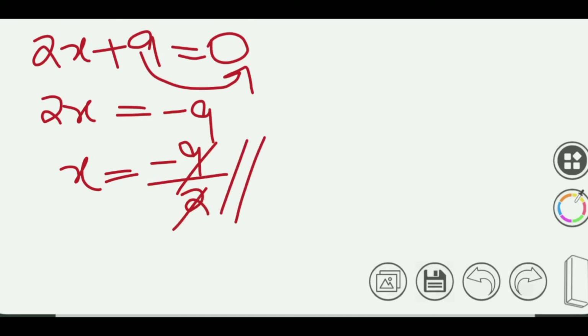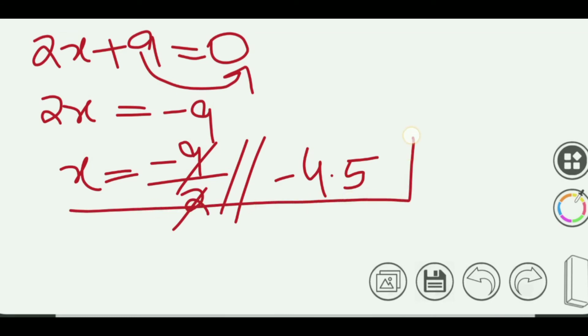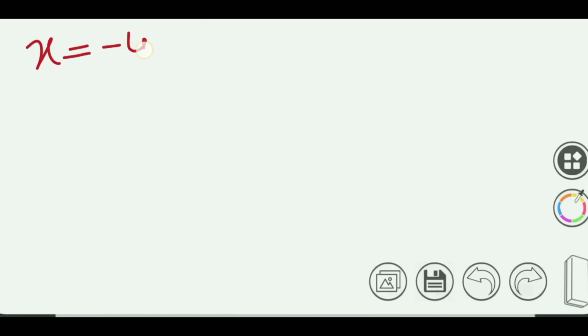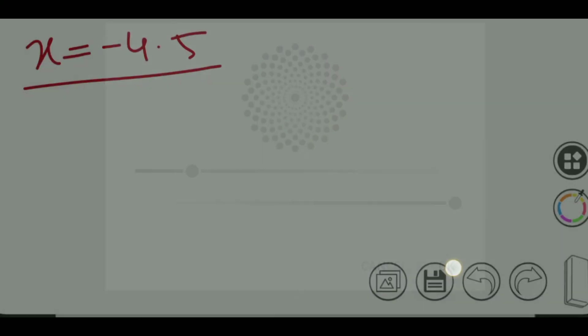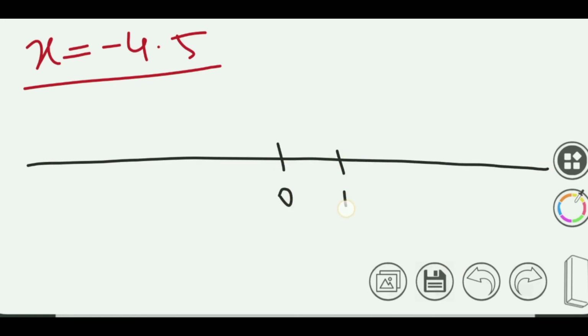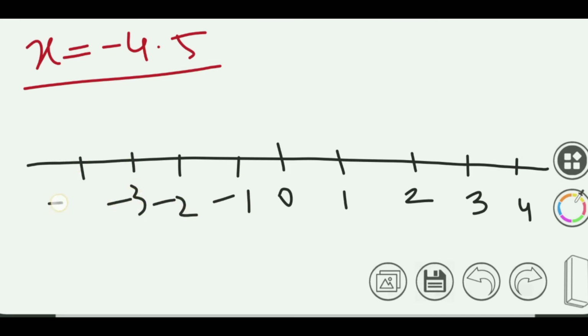Can you solve this one again? What is 9 by 2? 4.5. Minus 4.5. So you got a value for x as minus 4.5. Now represent it on number line. x is equal to minus 4.5. Okay, I am drawing a number line. Where will be minus 4.5? Between minus 4 and minus 5. Somewhat here, minus 4.5. So this is your x is equal to minus 4.5.